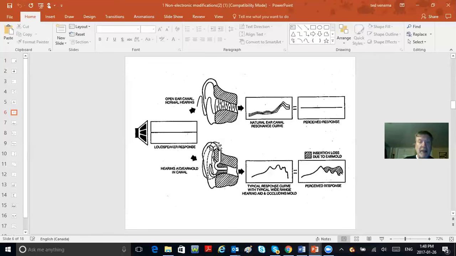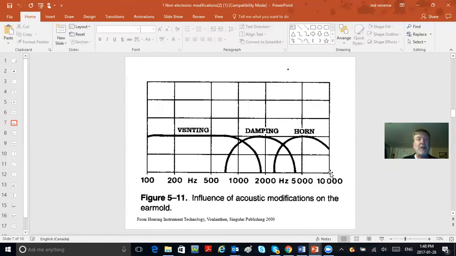Now you're blocking that ear canal with a hearing aid or a mold. And so if this is the frequency response of the hearing aid, actually it's going to really look like this on the right because you've blocked off that natural resonance. And when you've blocked off that resonance, you're going to lose a bit of that. So hearing aids have to make up for that lost resonance, plus provide gain for the hearing loss. Now, here are 3 non-electronic acoustic modifications: venting, damping or filtering, and horns.